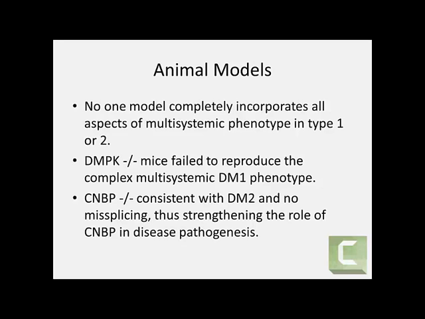Overall, no one animal model has completely incorporated all aspects of the multisystemic phenotype in type 1 or 2. The DMPK knockout mouse failed to reproduce a complex multisystemic DM1 phenotype, thus suggesting the haploinsufficiency of the gene in the DM1 locus is not the primary mechanism of the disease. Whilst CNBP knockout was consistent with DM2 and no missplicing, thus strengthening the role of CNBP in disease pathogenesis in type 2.